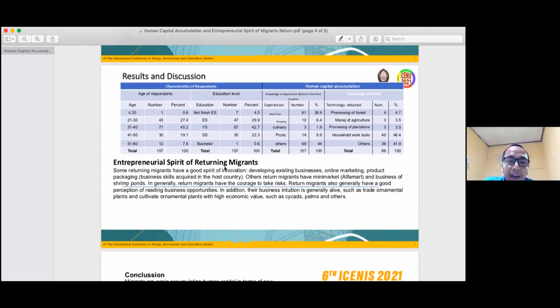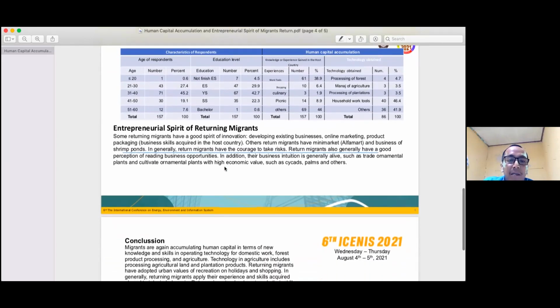Entrepreneurial spirit of returning migrants. Some return migrants have a good spirit of innovation, developing existing businesses, improving marketing and product packaging, using business skills acquired in the host country. Other return migrants have a mini market, I'm sorry, Alfamart, Indomaret, or a store, but now in the pandemic maybe online shopping, and smartphone businesses.